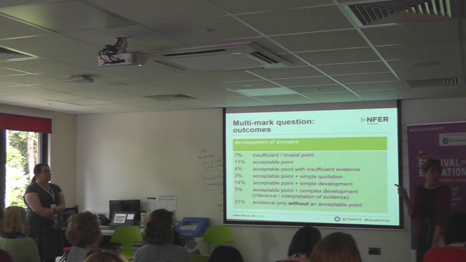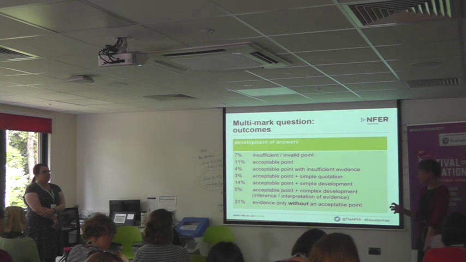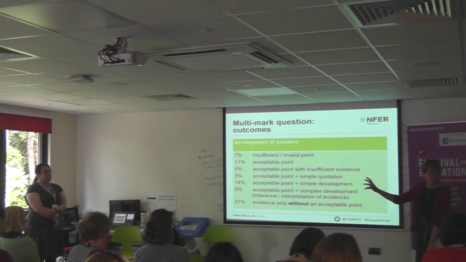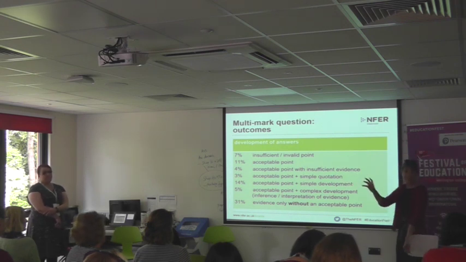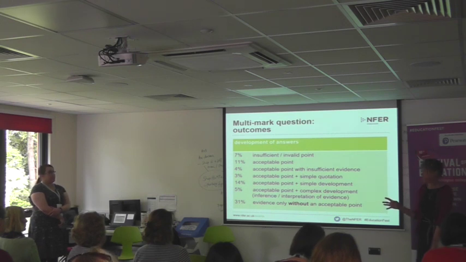5% of them did something more complex than that. They gave us a complex explanation, complex evidence for their point. So that would involve some form of inference or reinterpreting the evidence from the text. But that 5% would still get the same number of marks as the 14% that gave us a simple inference, a simple explanation.